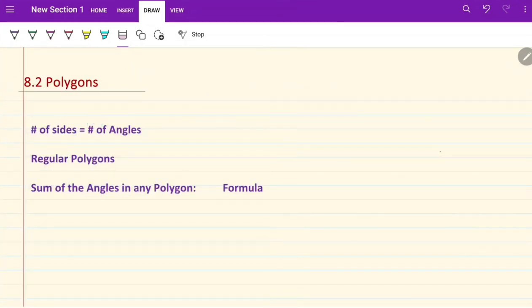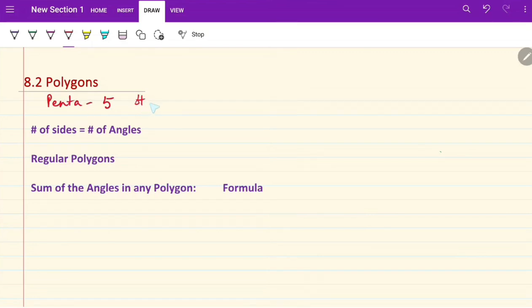Now, polygons are figures or shapes formed by three or more sides. A triangle is a three-sided polygon. Then we have the quadrilateral: rectangles, squares, and parallelograms are four-sided polygons. We have the pentagon, which has five sides.